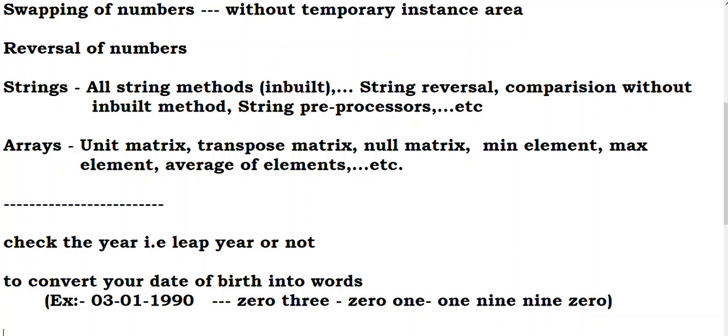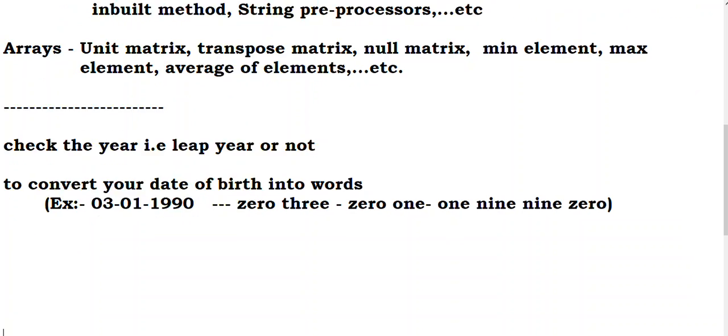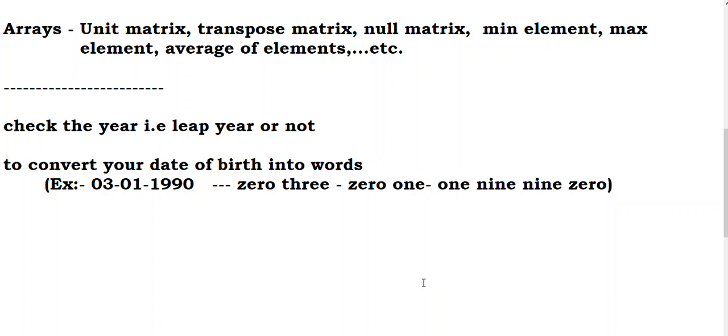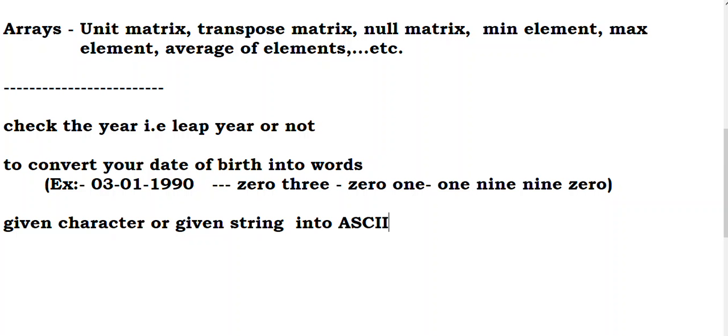And next one is given character or given string into ASCII code conversion, ASCII code formats. And next one is Fibonacci series.